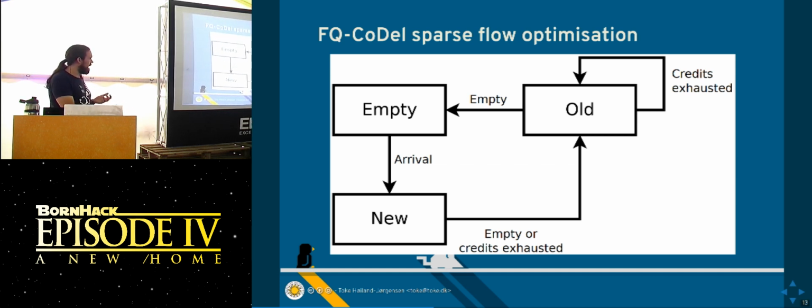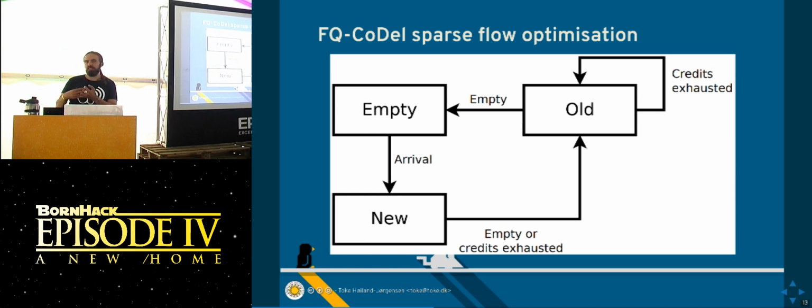Then once we dequeue a packet from this, either there was only this one packet and it gets exhausted, or it uses up all its credits, so it goes one time through the round-robin mechanism. It goes out to old, and then it just stays here until it empties out and comes back. So that means we can keep track of flows that we've only recently seen. That means flows that send at a low rate.